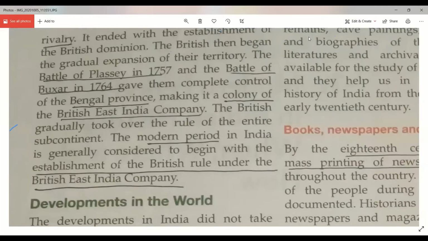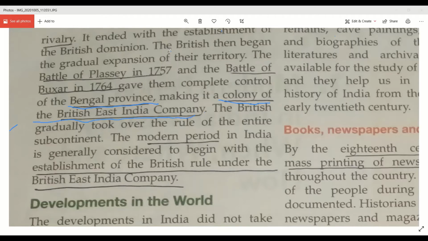What happened after the Battle of Plassey and the Battle of Buxar is that the British, that is, the English people, won, and the French lost the battle. And once the French lost, they left all the colonies and the British started taking control. So who is the winner in the Battle of Plassey and Buxar? The British. Now, the British took over the Bengal province and they made it a colony of the British East India Company.